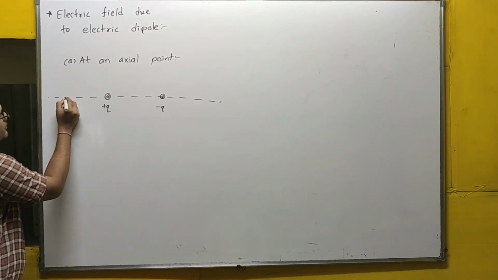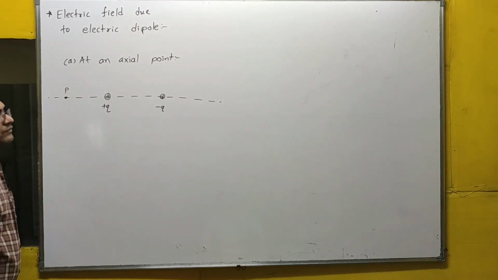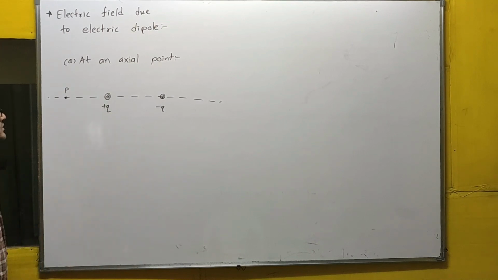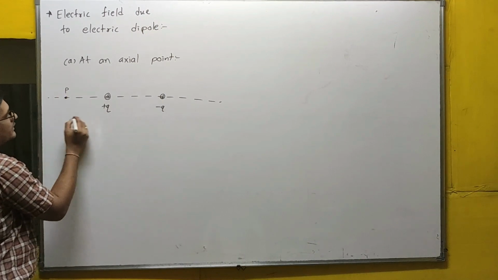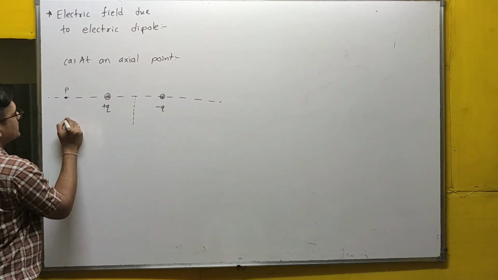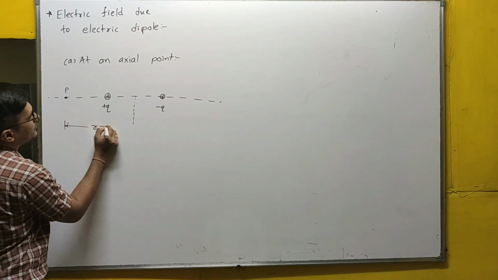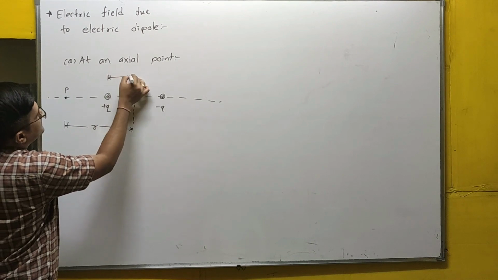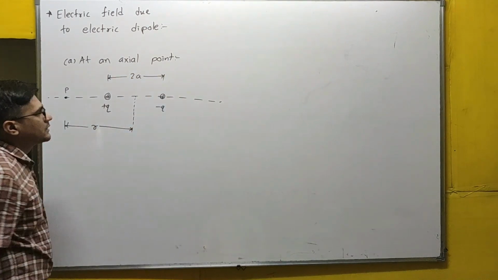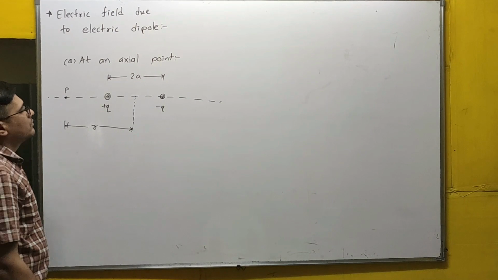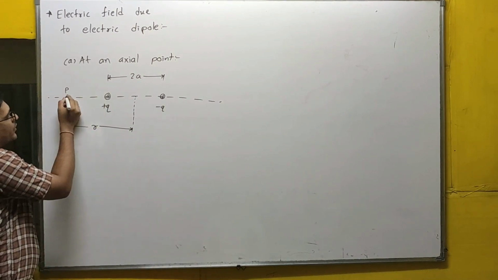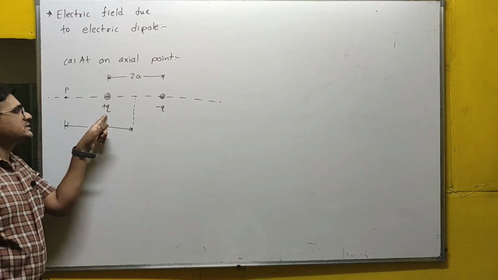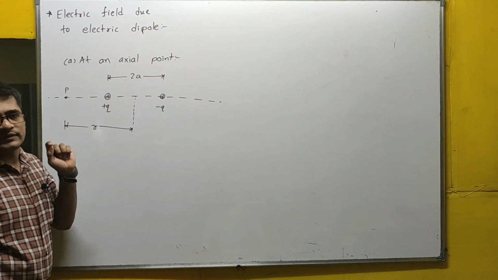Now consider point P here. We want to find the electric field at this point. Suppose this point is at a distance r from the center of the dipole, and the distance between the two charges is 2a. Now at point P, who will generate the electric field? The plus charge and minus charge will generate the electric field.